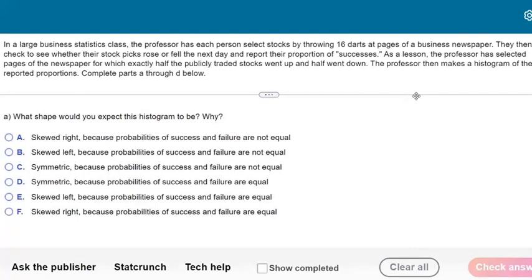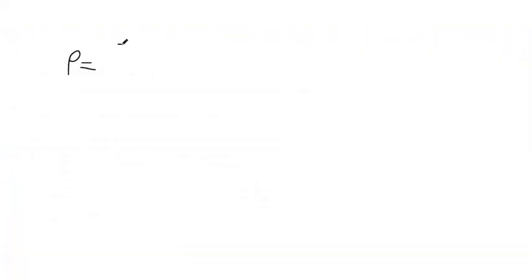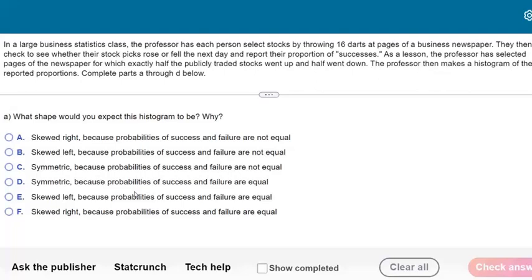So if there's only two outcomes possible, then you're talking about a proportion, P. A proportion is like the decimal form of a percentage. In this case, they're analyzing the percentage of successes probably. So if you had 7 out of 16 successes, then that's your proportion. You could convert that to a decimal. If 7 out of 16 of those randomly picked stocks went up, then they had 7 out of 16 successes. So what shape would you expect this histogram to be and why?